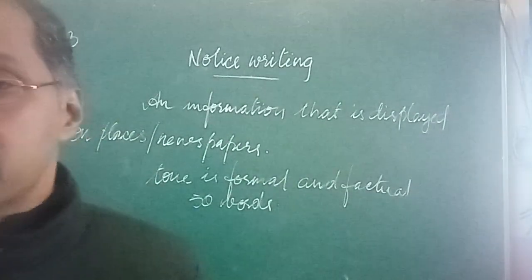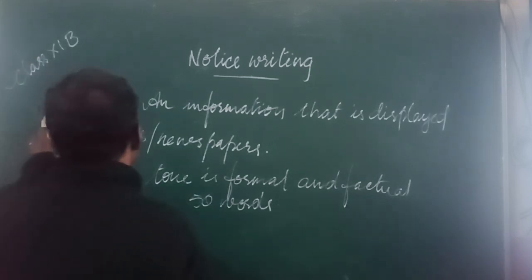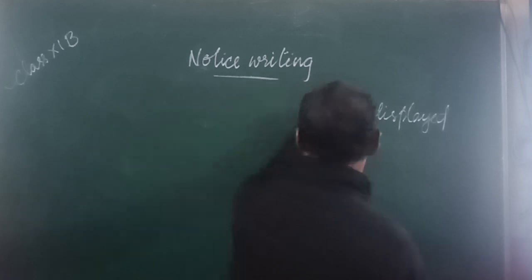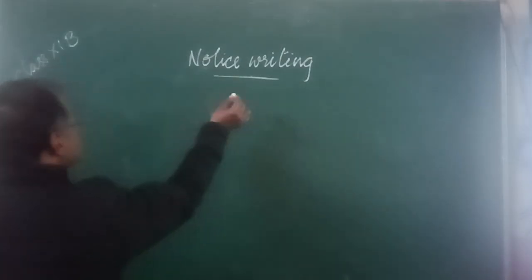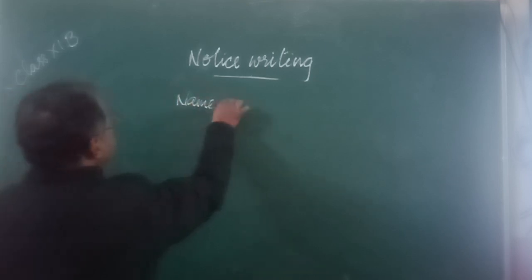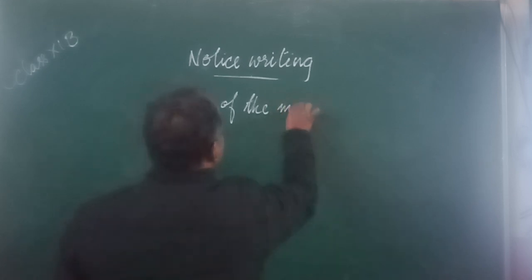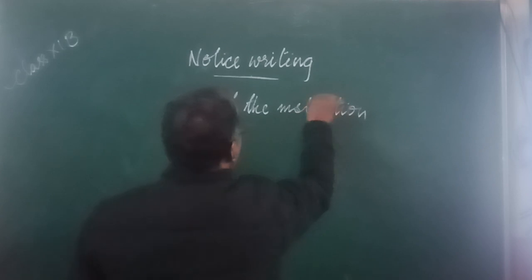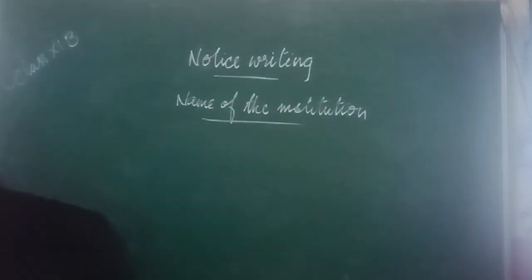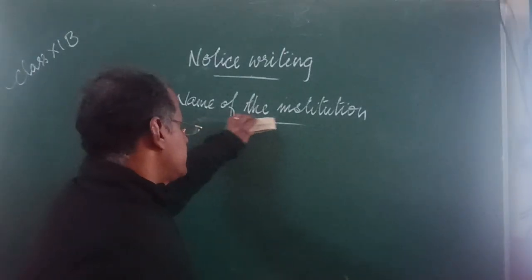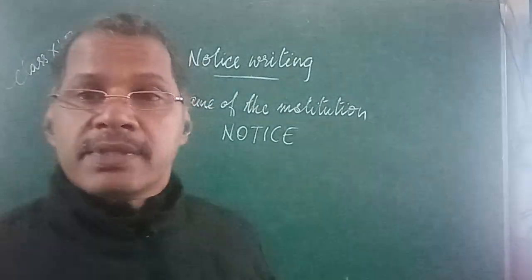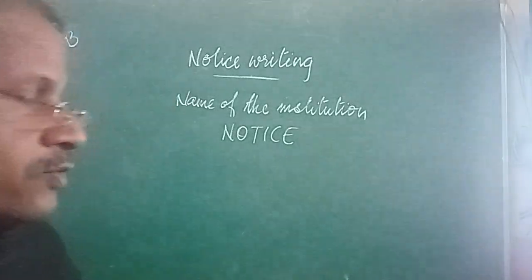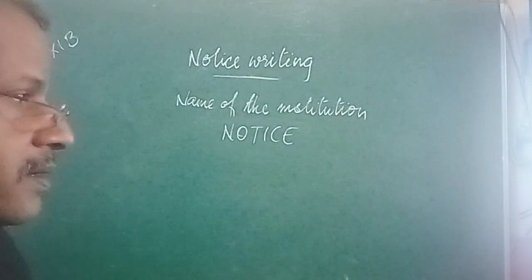Now if we come to the format of the notice, first it starts with the name of the institution which brings out this announcement. That will be the first thing, followed by the term notice. The second thing that has to be there in notice writing is the term notice. Write the word notice at the top, and then give an appropriate heading.